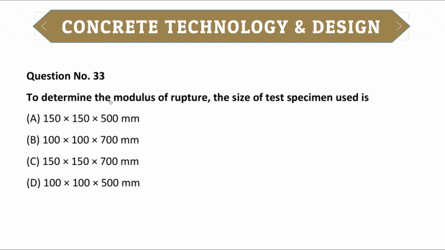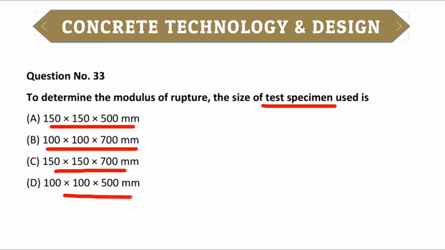So next question, to determine the modulus of rupture, the size of test specimen used is: option A, 150 into 150 into 150 mm. Option B, 100 into 100 into 700 mm. Option C, 150 into 150 into 700 mm. Option D, 100 into 100 into 500 mm. So the correct answer is option C, 150 into 150 into 700 mm.